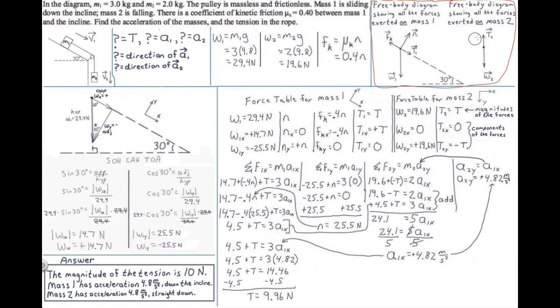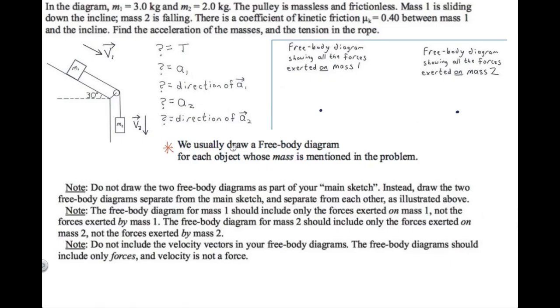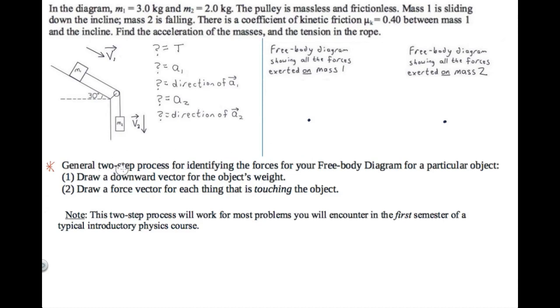Now let's work on the free body diagrams. We usually draw a free body diagram for each object whose mass is mentioned in the problem. So for this problem, we draw two separate free body diagrams. One free body diagram showing all the forces being exerted on mass 1, and a separate free body diagram showing all the forces being exerted on mass 2. Here is a general two-step process for identifying the forces for your free body diagram for a particular object.